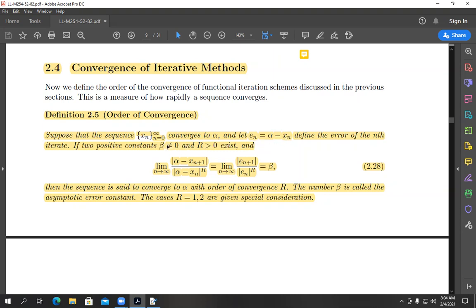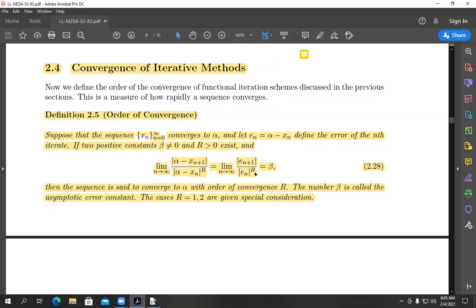Then we define a constant beta which is not equal to 0, and r must be greater than 0. If this condition happens: the limit of |alpha minus x_{n+1}| divided by |alpha minus x_n| to the power r. Of course, alpha minus x is exact minus approximation, which is the error. The numerator is the error in the n+1 step, and in the denominator we have the error in the n-th step. When n approaches infinity, if this quotient becomes some constant beta, then we call this r the order of convergence. The order of convergence will give you the idea whether your method converges slow or fast.